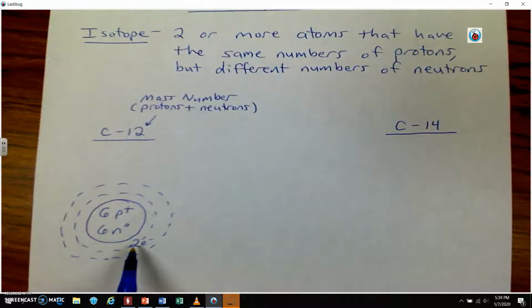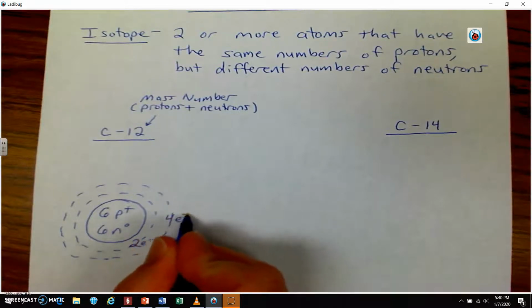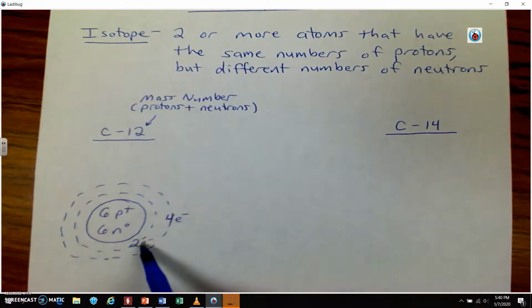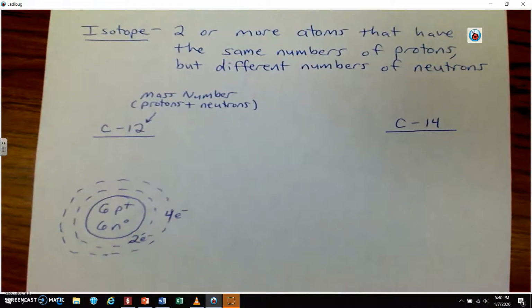We want 6 in total, so we've already filled the first circle. How many do we need to put in the second circle if we want 6? That's right. 2 plus 4 is equal to 6, so this one is 4 electrons. So we put 2 electrons in the first circle, 4 electrons in the second circle. 4 plus 2 is 6, just like we want.